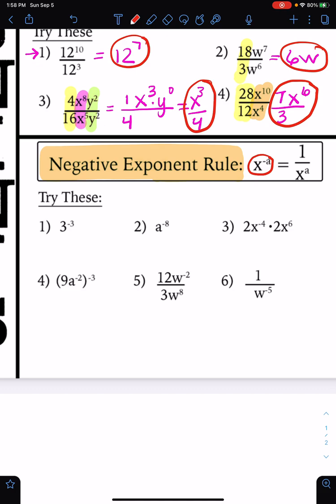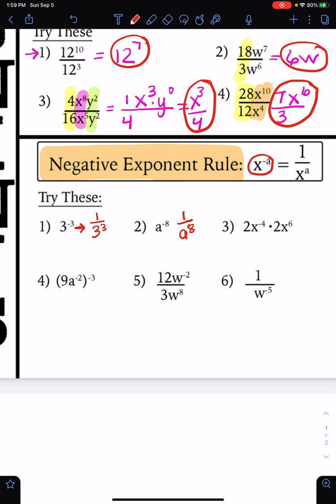So let's look at example number 1. If we have 3 to the negative third power, you would do 1 over 3 to the third. So you're taking that number and putting it in the denominator, and the exponent becomes positive. Let's try it again in example 2. If we have a to the negative 8th, we're going to do 1 over a to the positive 8th.